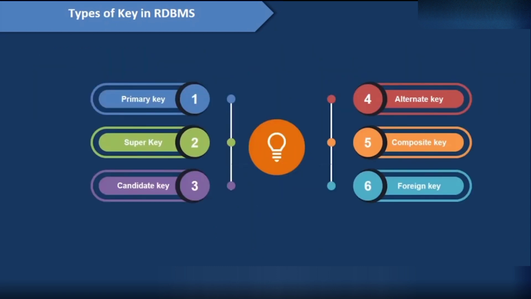Now we will have a look at the types of keys we have in RDBMS. So we have primary key, super key, candidate key, alternate key, composite key, and foreign key. So totally we have 6 types of key. Now we will have a look at each of them separately and take an example for each of them, and we will try to understand how these key concepts work under this RDBMS.